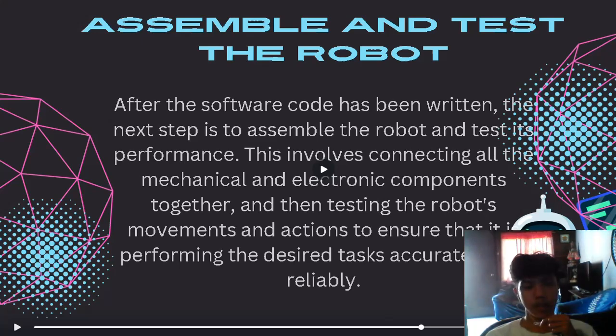Assembling and testing the robot involves physically putting together the mechanical, electrical, and electronic components of the robot and verifying that they function as intended. This process ensures that the robot can perform its specific tasks accurately and efficiently while interacting with its environment in a safe and controlled manner.